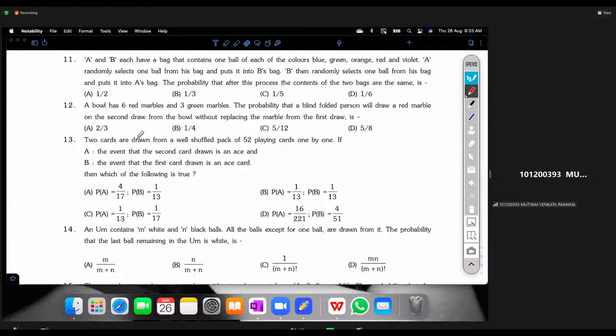Right. What is the 11th question? A and B have two bags containing one ball each of these. A randomly selects one ball from the bag and puts it into B. Then B selects one ball from B and puts it into A. The probability that after this process, the contents of the two bags are the same is.